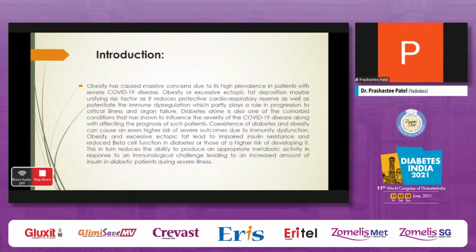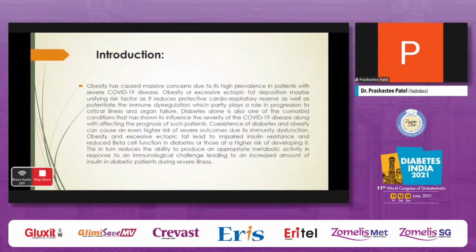Diabetes alone is also one of the comorbid conditions that has been shown to influence the severity of COVID-19 disease, along with affecting the prognosis of such patients. Coexistence of diabetes and obesity can cause an even higher risk of severe outcomes due to immune dysfunction.